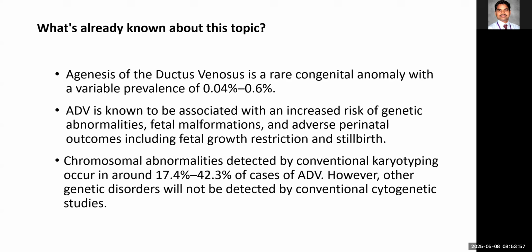So what is already known on this topic is that agenesis of DV is a rare congenital anomaly with a variable prevalence of 0.04% to 0.6%. ADV is known to be associated with an increased risk of genetic abnormalities, fetal malformation, and adverse perinatal outcomes, including fetal growth restriction and stillbirth. Chromosomal abnormalities detected by conventional karyotyping occur in around 17 to 42% of cases of ADV. However, other genetic disorders will not be detected by conventional karyotyping alone.